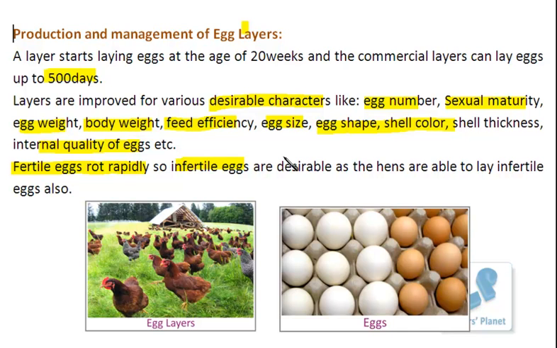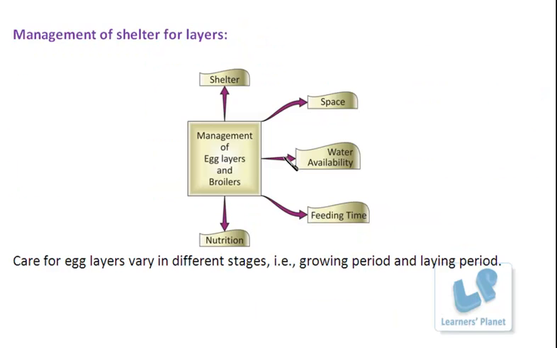And what type of management is required? Let us see. This management is in terms of shelter, space, water availability, feeding time, and nutrition. Other points are also considered, and we are going to discuss them further. Now, the requirement for all these things varies in the different stages, that is, during the growing stage and the laying stage. So accordingly, the farms have to be managed.